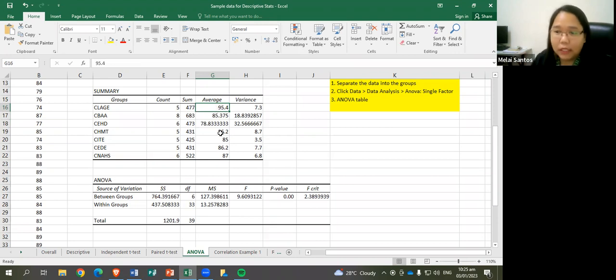Okay. So just upon looking at their mean averages, you already know, wait, I think there's a difference. Because take a look, the highest is 95 and the lowest is 78. How many steps would be the difference? 95 minus 78.